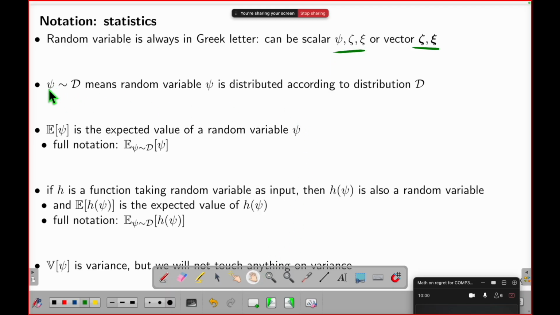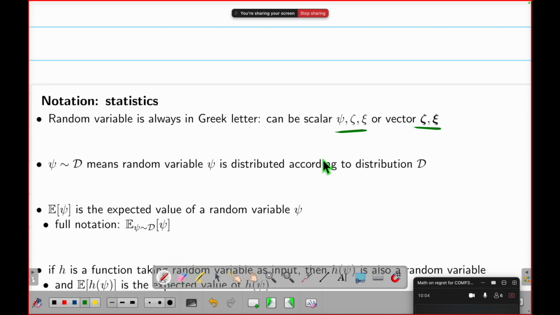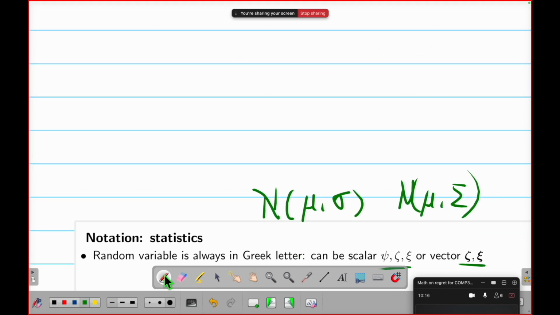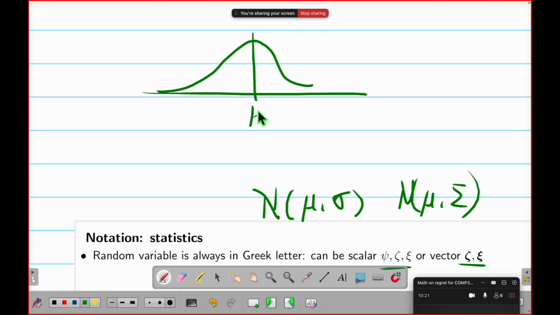So this means this random variable takes a distribution D. To make everything simple, let's say always a normal distribution, so it's N(mu, sigma). Basically, a one-dimensional Gaussian distribution looks something like this. On average it is mu, and this width is sigma. Then 2 sigma, 3 sigma means a very rare event. Something like that.